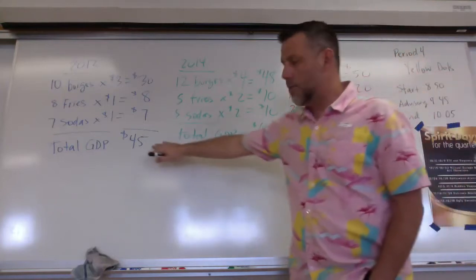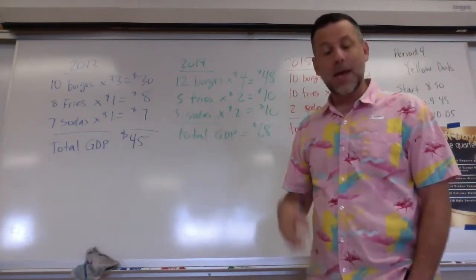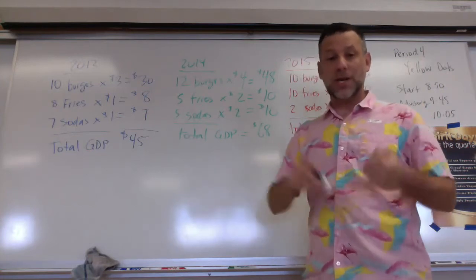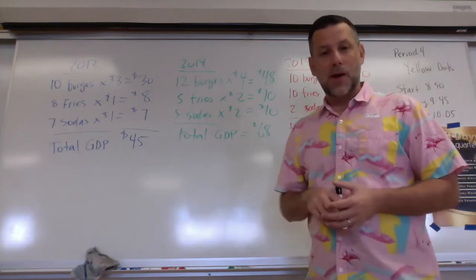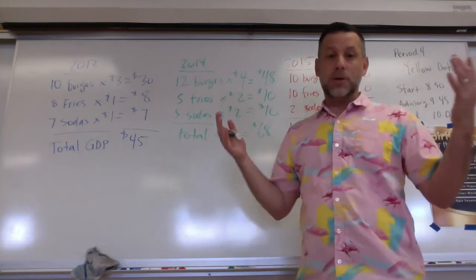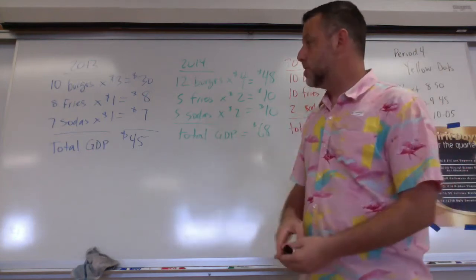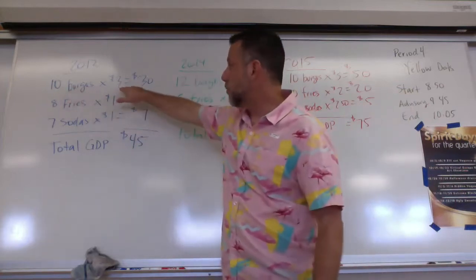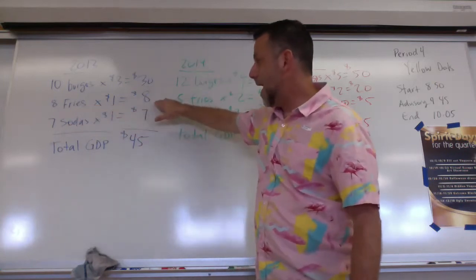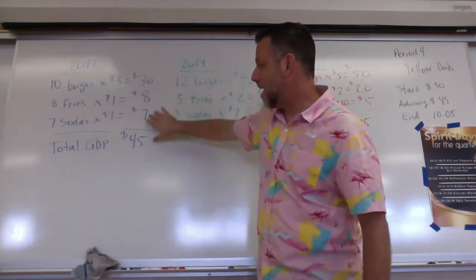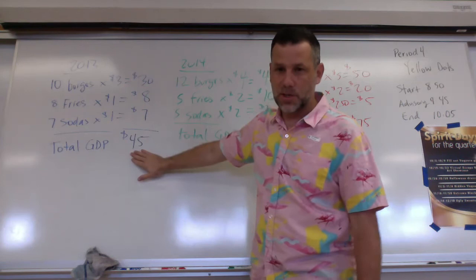So what I have down here at the bottom for each year is the total nominal GDP. Nominal GDP is that year's production and that year's prices. This is what we learned back in section 2 of this unit. So if we want to know how productive we are, we use GDP, which adds up the dollar value of all final goods and services produced. So I have 10 burgers times $3 price is $30 of production. 8 fries times $1 gives me 8. 7 sodas times 1 gives me 7. I add those up and I get my total GDP. So in 2013, I got 45 for my total GDP.